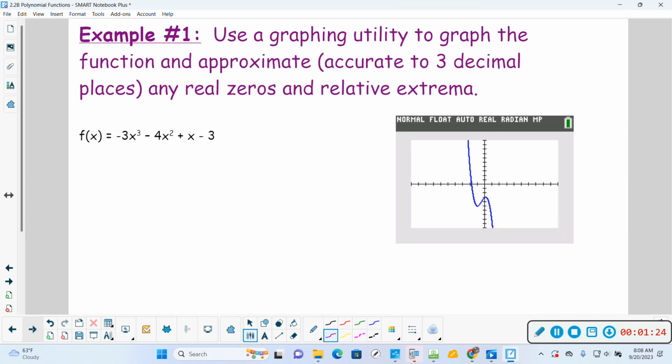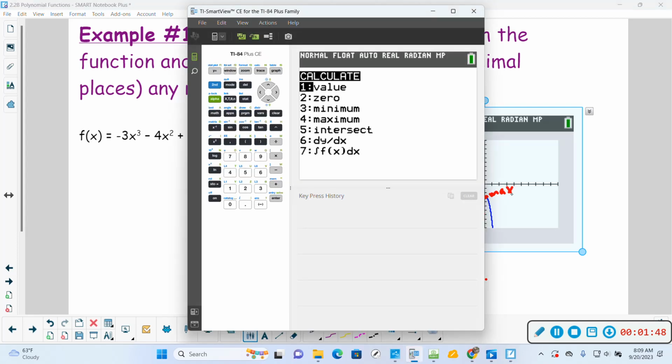So use your graphing utility to graph the function and approximate accurate to 3 decimal places, any real zeros and extra. Okay, so you can see I already cheated and I typed mine in earlier. So we're going to be looking for this 0 right here, and I'm going to show you how to get your calculator to find it. You've got your lowest point, your min, and then your highest point, your max. And of course our calculator is going to do this all for us. All right, so calculator's out, here we go. Let's start typing it in.